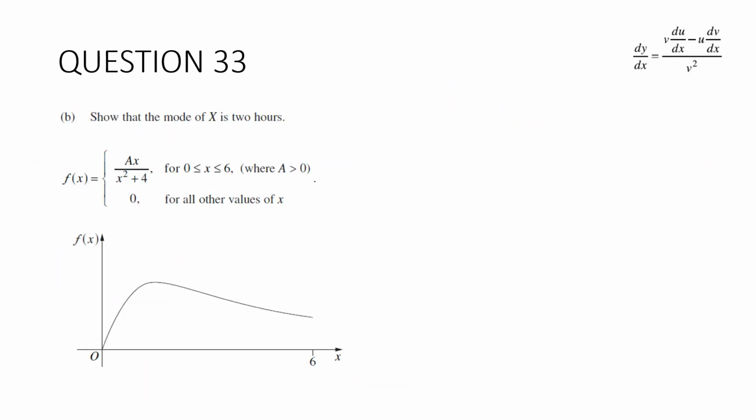Part B, show that the mode of x is 2 hours. So remember, the mode occurs at the highest point, which in this case is this maximum. To find that, we're going to take the function and differentiate it and put it equal to 0, because the gradient of the tangent there is 0. So we want the derivative of ax over x squared plus 4.